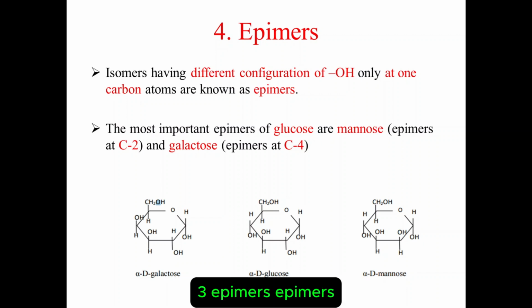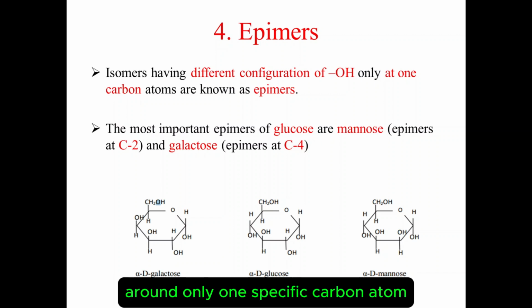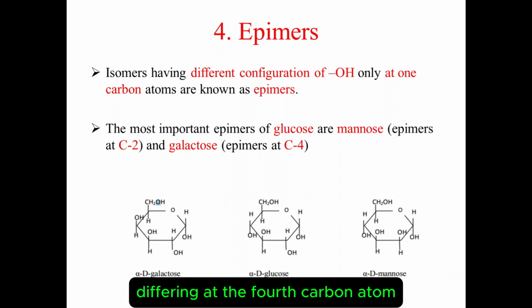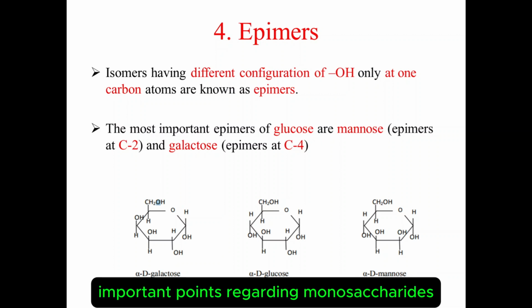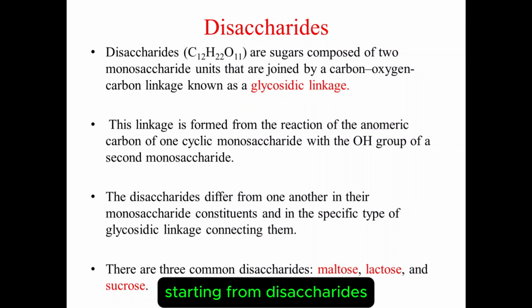3. Epimers. Epimers are a type of isomer where 2 monosaccharides differ in configuration around only one specific carbon atom. For example, glucose and galactose are epimers, differing at the 4th carbon atom. We have discussed a lot of important points regarding monosaccharides. Now, let's proceed to complex carbohydrates starting from disaccharides.